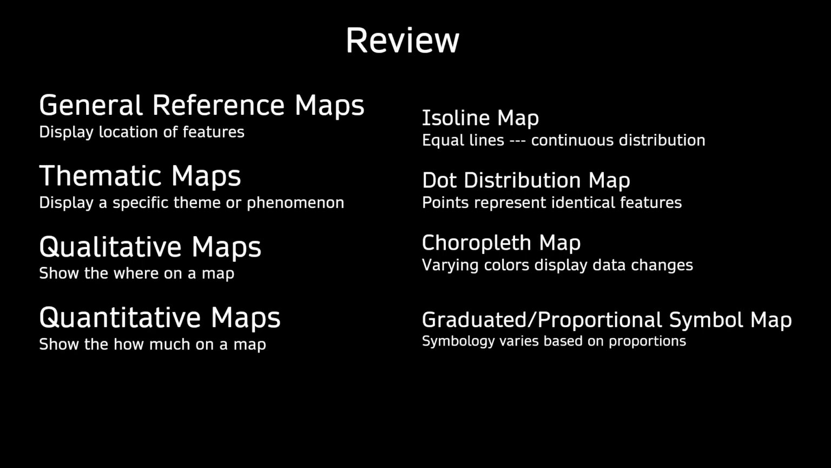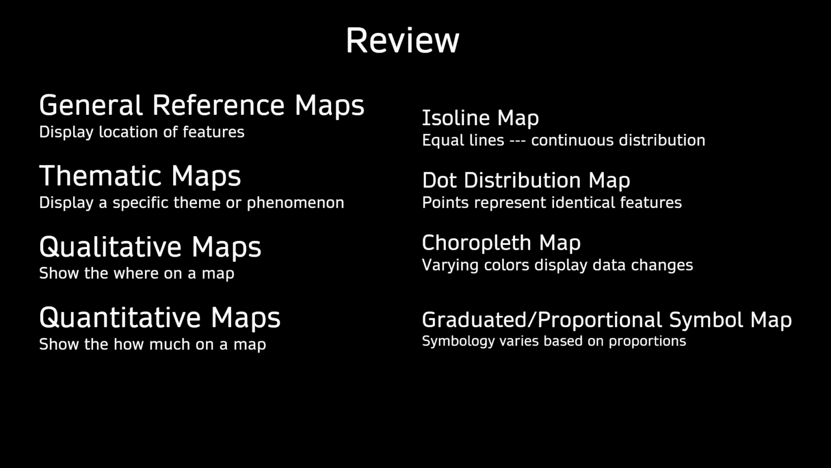Let's do a quick review of all the maps that we just covered. So we started talking about general reference maps or location maps, right, which display the location of features, either natural or man-made. Then we moved into thematic maps, which display a specific theme or phenomenon. We talked about two different kinds of thematic maps, being qualitative maps, which show the where on a map, and quantitative maps, which show the how much, right? Quantitative maps include some kind of numerical value associated with the data.